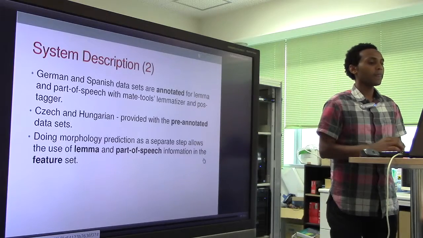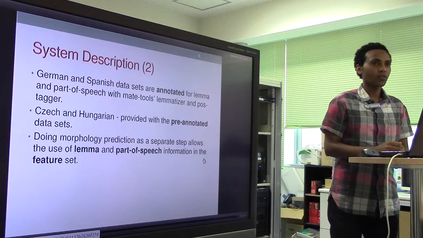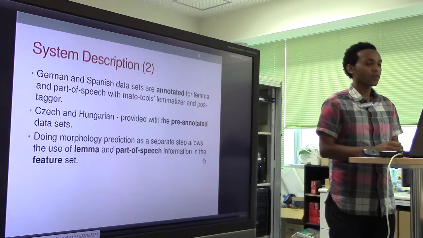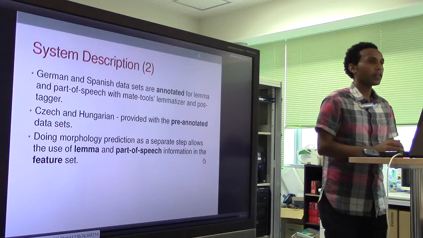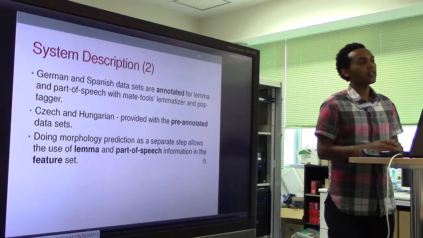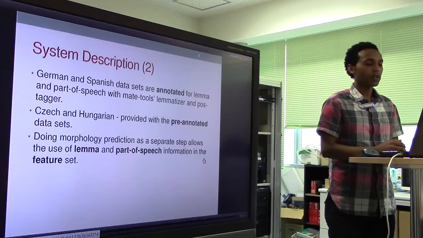In the first pass, they annotated lemma and part of speech tag using the Mate Tools lemmatizer and part of speech tagger. For Czech and Hungarian, the data was pre-annotated, so it was not pre-processed. Doing morphology prediction as a separate step allows the use of lemma and part of speech information in the feature set. So in addition to other morphological features, part of speech and lemma were added, and in the next pass they were used as features also to enhance the performance of the morphological prediction system.